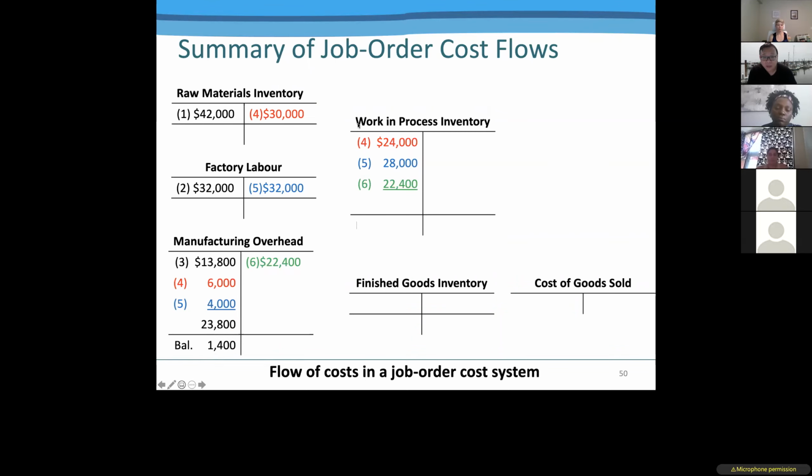And let's take a look at the work in process inventory. So now I have direct material, direct labor, and manufacturing overhead. Together, my total manufacturing cost is 74,400. Okay, and suppose I remove 39,000. What is this called? This $39,000. What is this called?